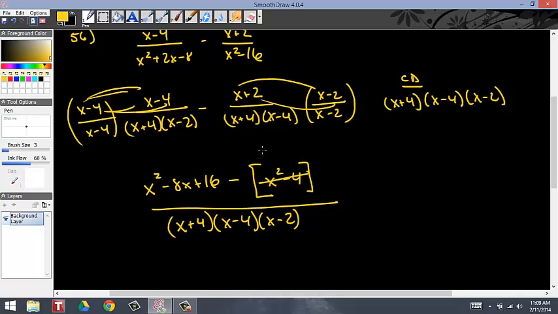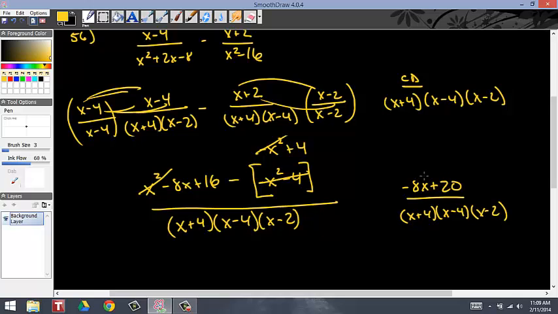So this is going to become negative x squared plus 4, which means the x squareds are going to cancel each other out. 16 plus 4 is 20, and then negative 8x comes along for the ride, and then you get your common denominator, x plus 4, x minus 4, and then x minus 2. Now, let me see what would happen here. If I factored out a 4, it won't help me, so forget it. You're done.